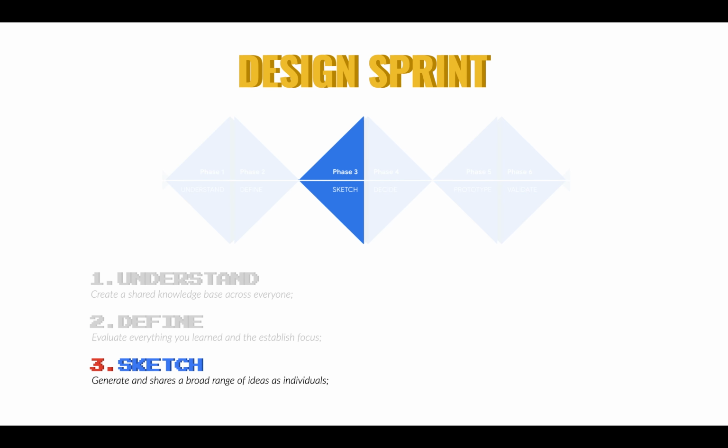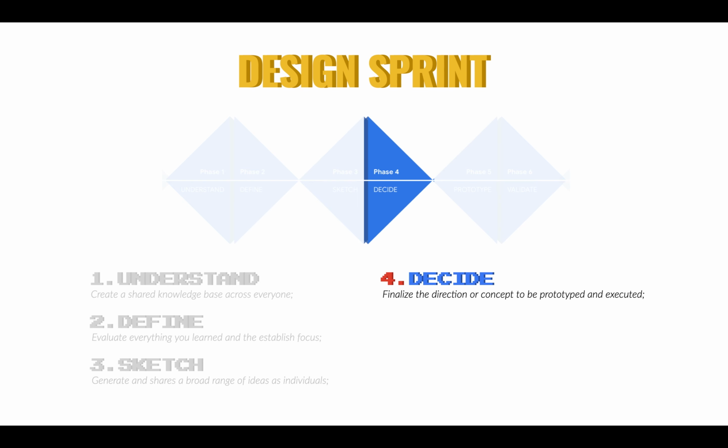And then once you define the focus, you go to phase 3, which is sketch. You're going to generate and share a broad range of ideas as individuals. Again, you're going to diverge. You're going to use your creativity to think about different solutions: okay, what if this, what if that, this solution, that solution, and everyone thinks about different ideas. So you go to phase 4, where you decide: you finalize the direction or concept to be prototyped and executed. You have a lot of ideas, but you select 1 or 2, or combine 3 into one specifically, and decide that this is your final solution that you're going to work with.